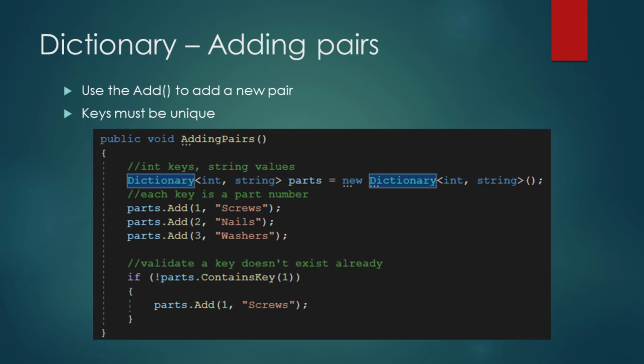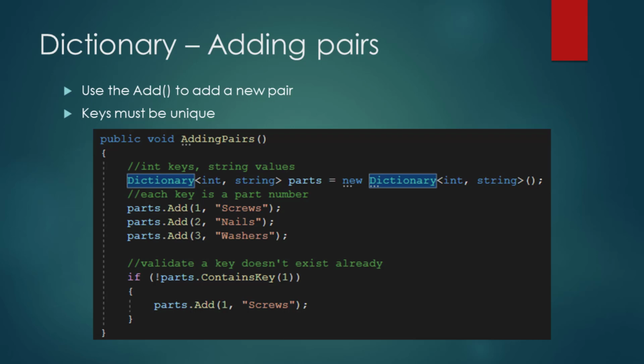Adding a new key value pair is pretty straightforward. You can use the add method for the dictionary to add in a new key value pair. You can see that our parts dictionary has int type keys and string type values. So when we add a new part to the dictionary, we add the key first and then the value.